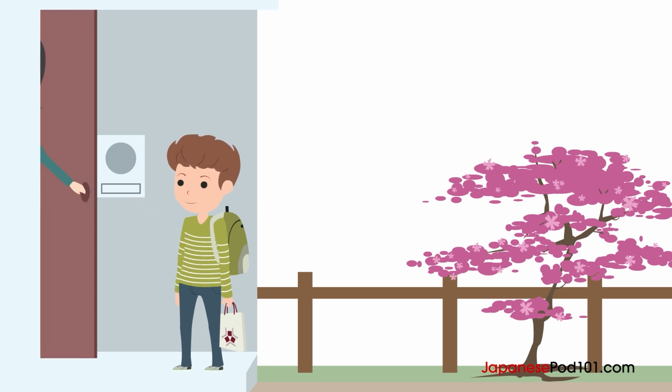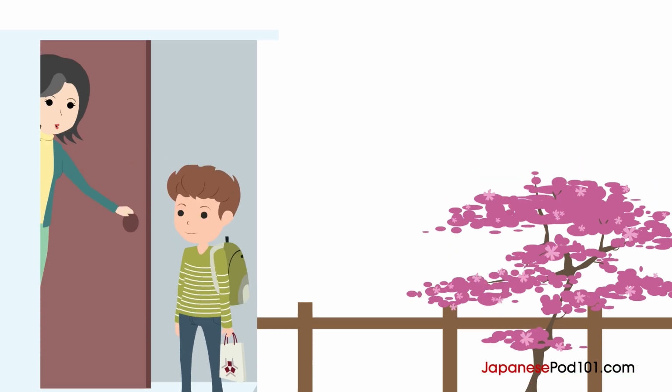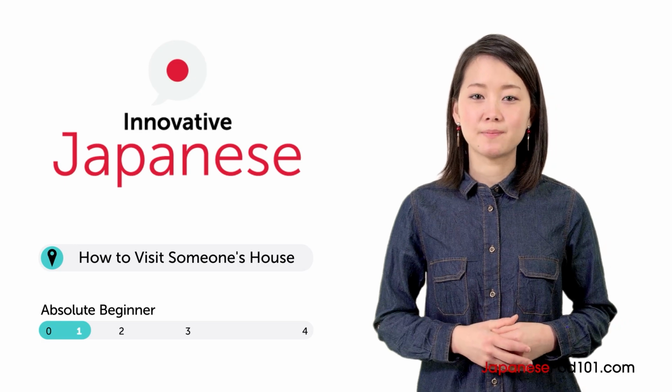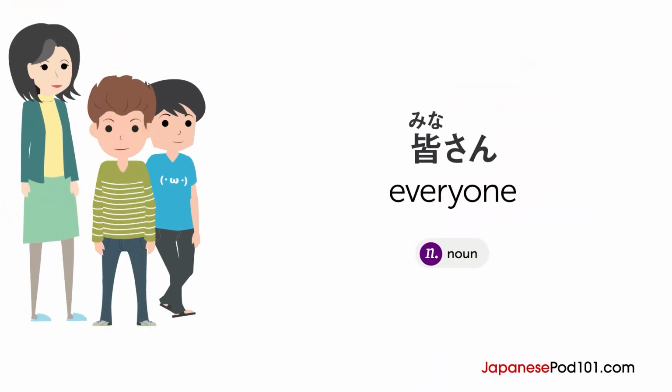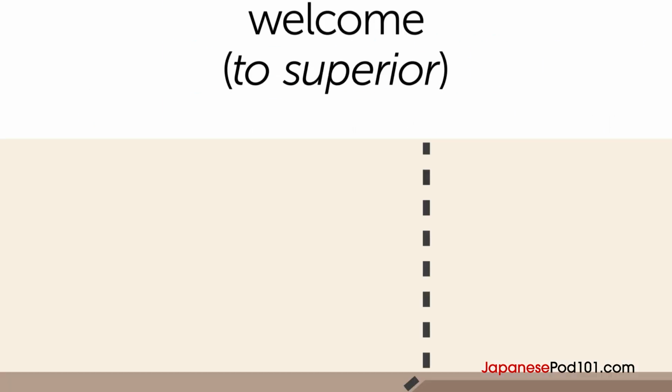Imagine you're visiting your Japanese friend's house. Your friend's mother answers the door and invites you in. What should you say? こんにちは、リサです。Lisa here. Anyone can learn how to visit someone's house in Japan. In this lesson, you learn how.